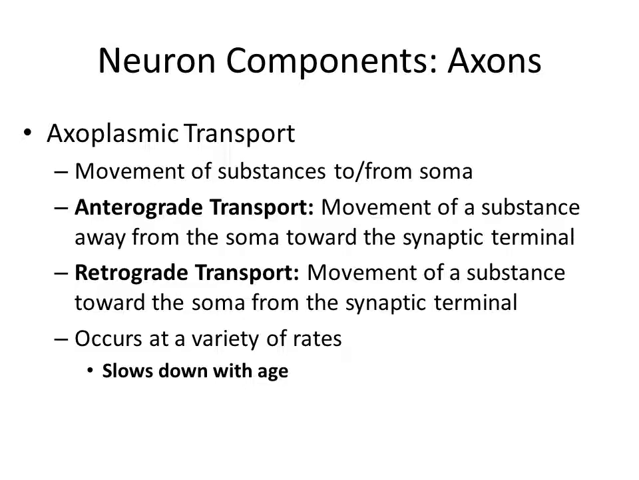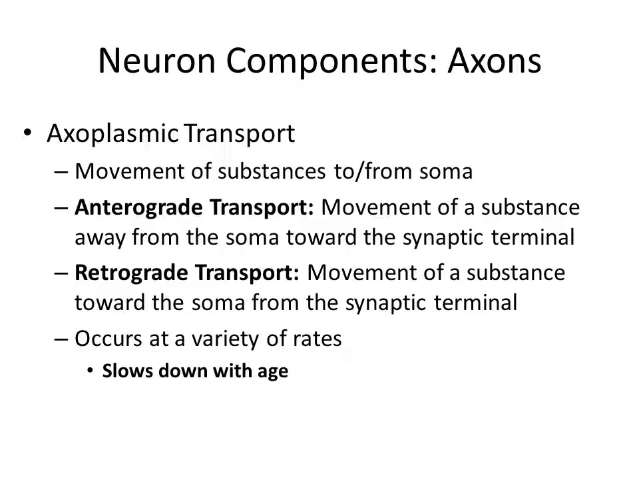Axoplasmic transport is simply the transport of substances. It might be neurotransmitter, it might be nutrients, it might be some cellular components from the soma down along the axon to the axon terminal, or into a dendrite, or from the axon terminal to the soma. So basically all it is is movement in the cytoplasm of substances to and from the soma. Anterograde transport means the movement of a substance away from the soma and towards an axon terminal. Retrograde transport is movement of a substance toward the soma from the synaptic terminal.